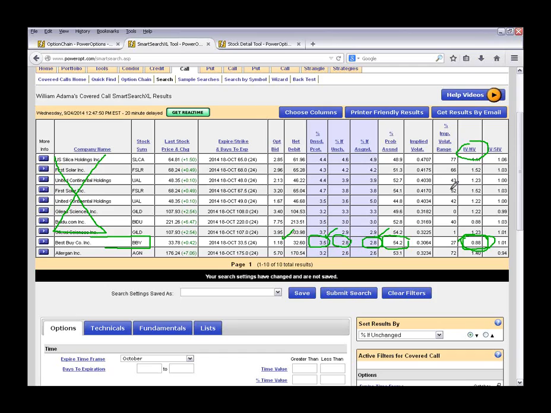Okay, and Ron says, why would you prefer BBY if FSLR offers better figures in each category? Well, it's not what we've spent time looking at today. Okay, let's go ahead and clear out the drawings. Here's the thing. First Solar has better premiums here, better downside protection, better return.